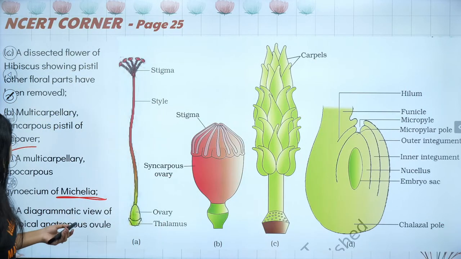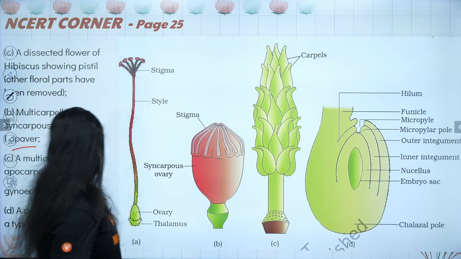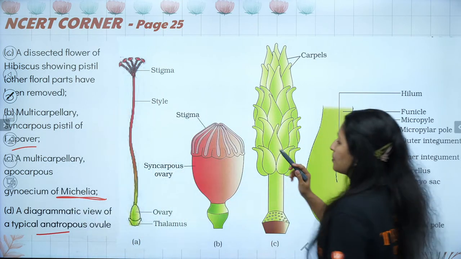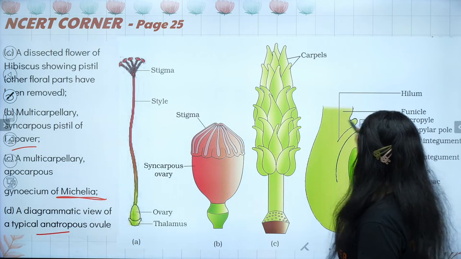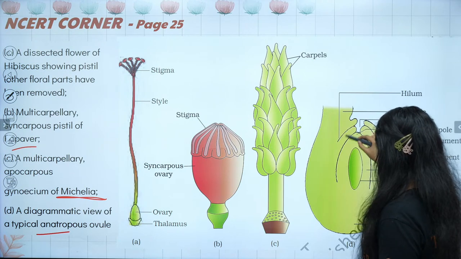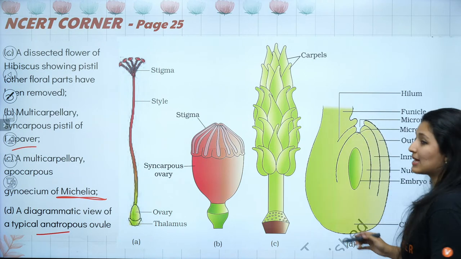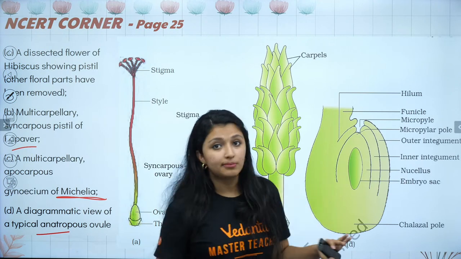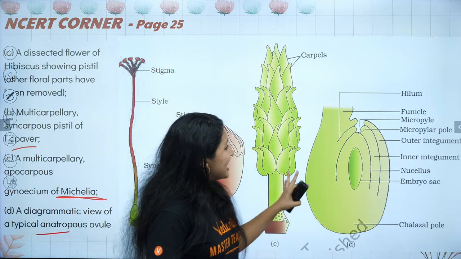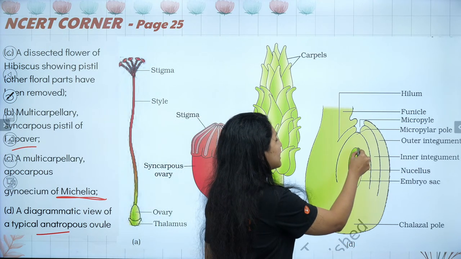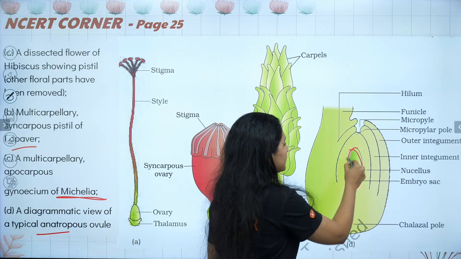Okay, and then we have a diagrammatic view of a typical anatropous ovule. Anatropous is one type of ovule. In the ovule we have different parts. The ovule is our megasporangium. Inside it we have the megagametophyte, or the female gametophyte.